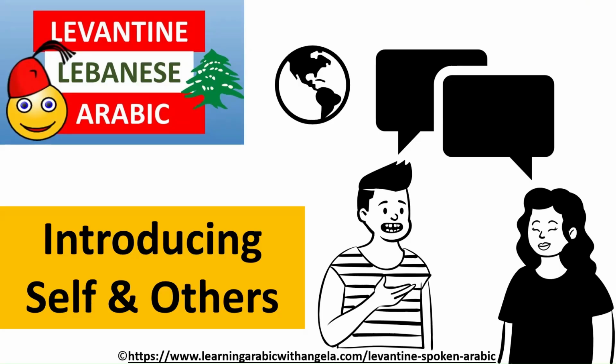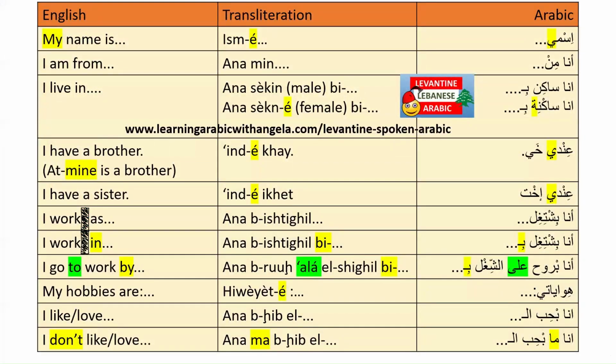مرحبا وأهلا وسهلا فيكم. Hello and welcome to this lesson in Spoken Arabic, Levantine Lebanese Colloquial Arabic. Introducing self and others. Let's go over the basics together. How to say my name is so-and-so. Ismi. Ism is a name.